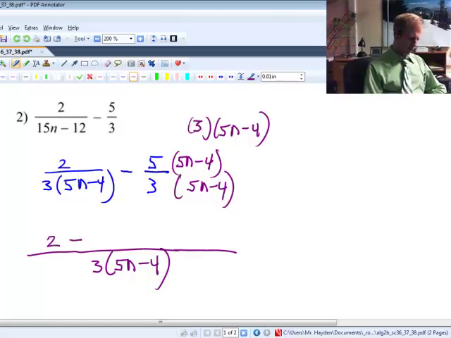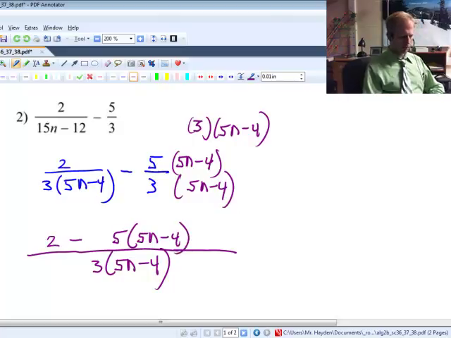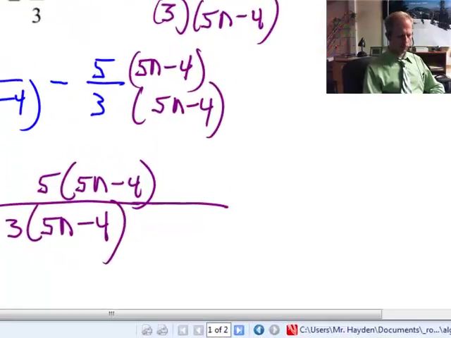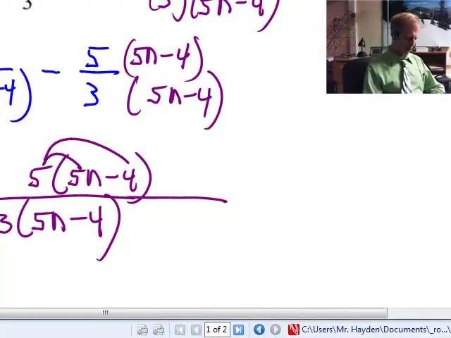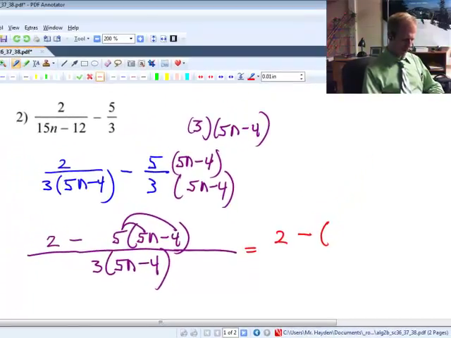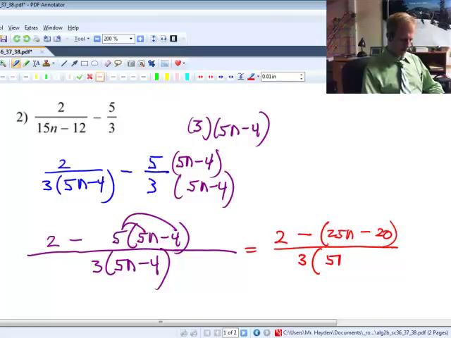So I'm going to have 2 minus 5 times 5n minus 4. Here you want to be careful because this minus sign gets applied after you multiply these two and distribute. So just be careful about that. That's going to give me 2 minus 25n minus 20, and that's all over 3 times 5n minus 4.